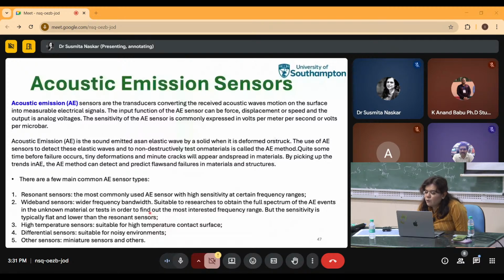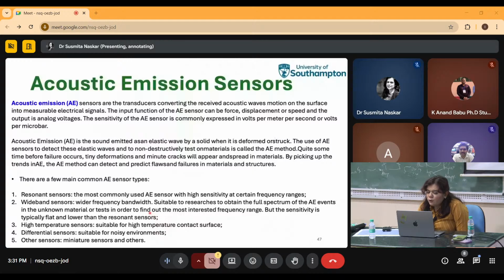The sensor converts the wave motion into an analog electrical signal, which can be analyzed for trends and potential flaws. The AE method is widely used to predict and prevent failures in materials and structures by identifying very tiny deformation and minute cracks before catastrophic failure. Even tiny changes in deformation and stress can be caught by AE sensors. As I said, it is a very common sensor in NDT because it allows continuous monitoring without damaging the structure. Using it won't affect the structure.